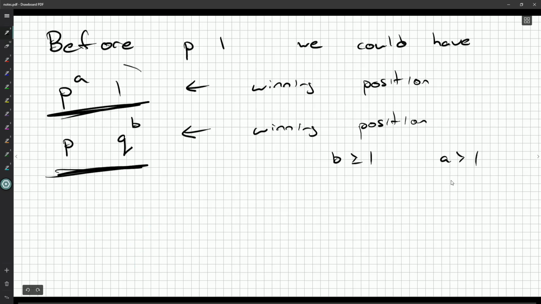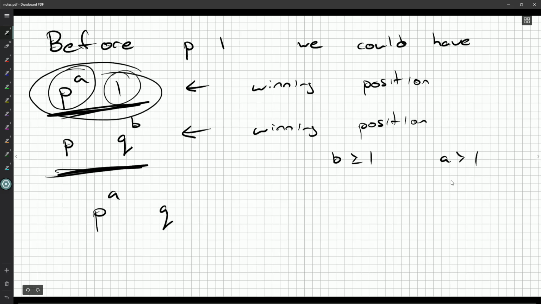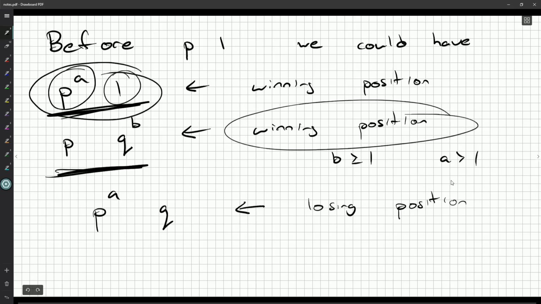So to go backwards from this winning position, you can't have reduced to this, so you have to reduce to this. So you could also have P to the A Q is a losing position, except we already know that that's a winning position if the exponent here is greater than or equal to A, the exponent here is greater than or equal to 1, so we need A to be equal to 1, I guess.